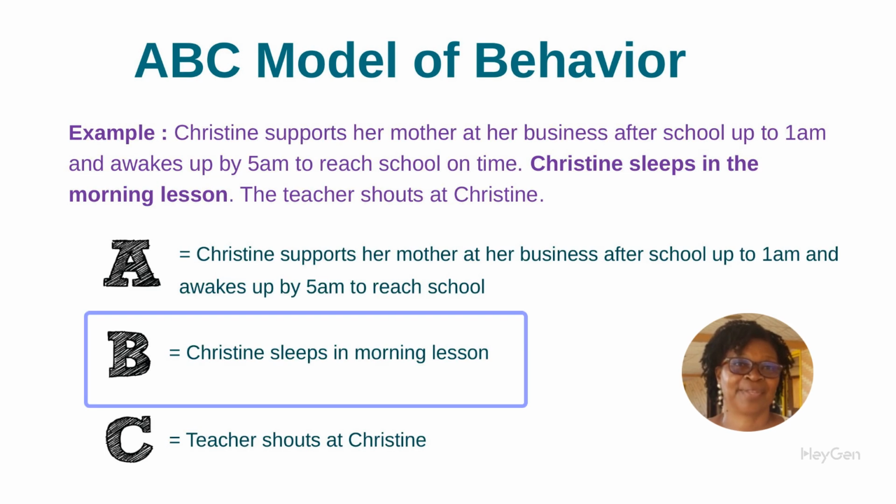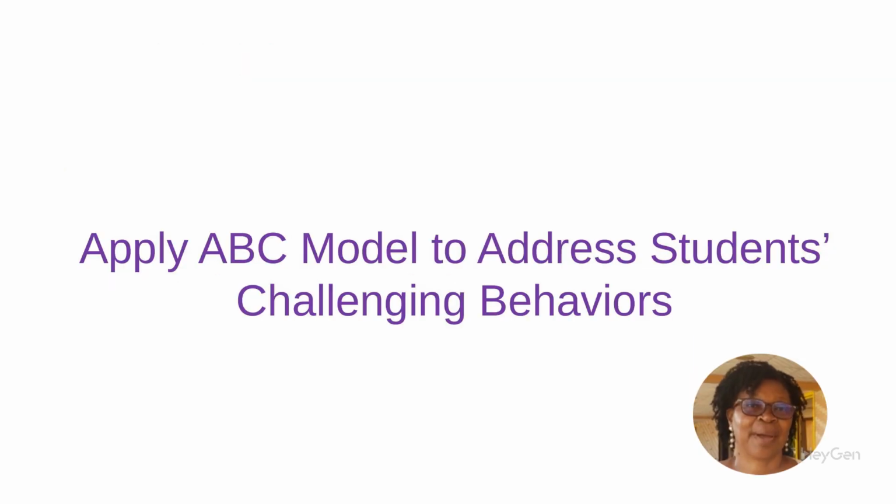In this example, Christine sleeps in the morning lesson is the undesired behavior we want to focus on. The visible antecedent is Christine supports her mother at her business after school up to 1 a.m. and wakes up by 5 a.m. to reach school on time. The consequence is the teacher shouts at Christine. Now, you know how to apply ABC to analyze a behavior.